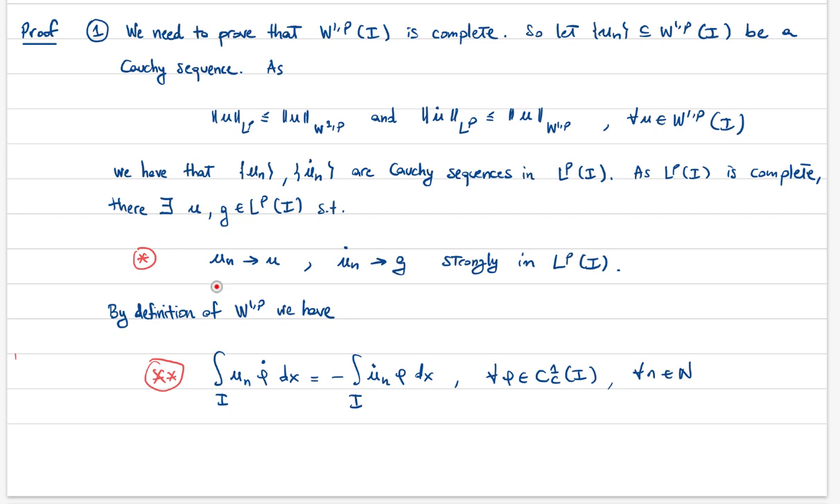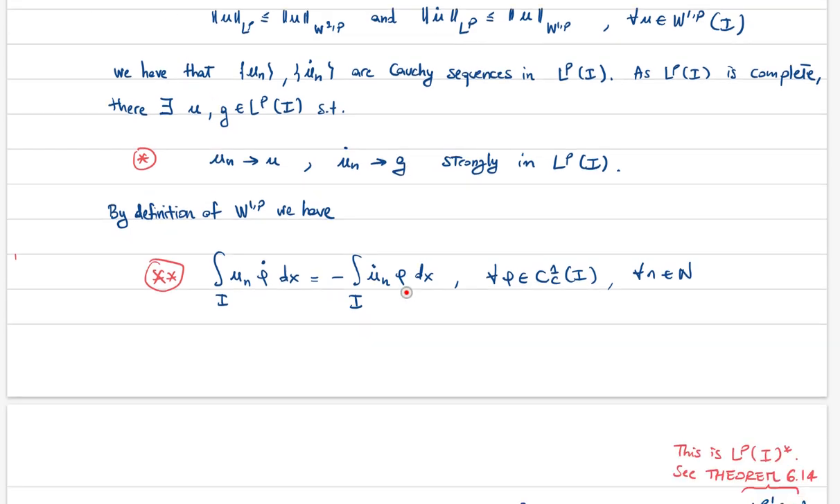is that, if we show that the weak derivative of U is equal to G, then we are done, because this is telling us that UN is converging to U strongly, and UN dot is converging to U dot strongly in LP, and this means that UN is converging to U strongly in W1P by the definition of the norm. So let's prove that U dot is actually equal to G in the weak sense.